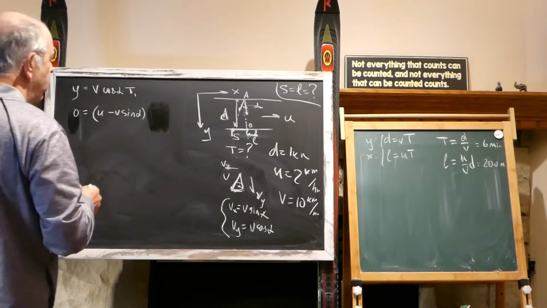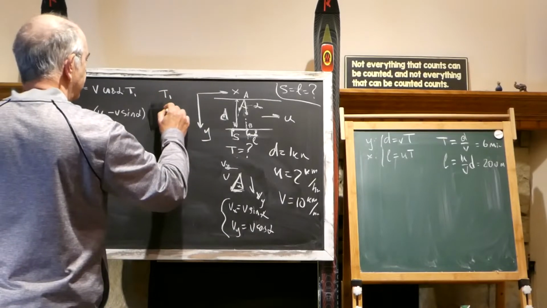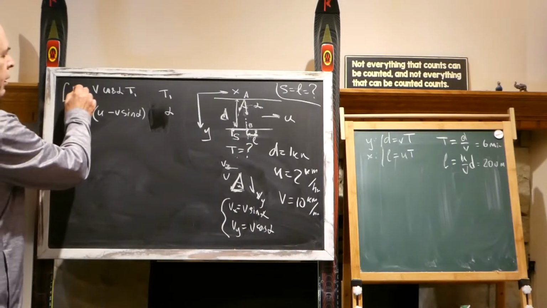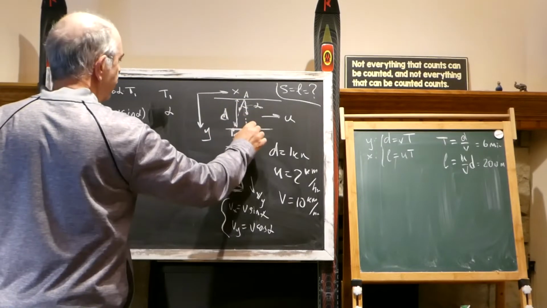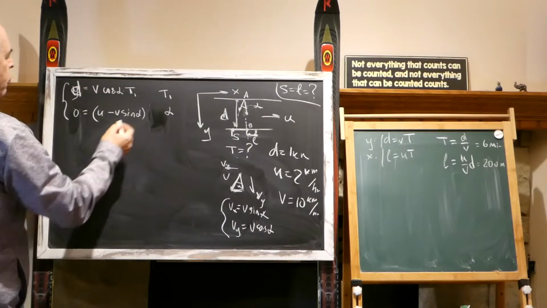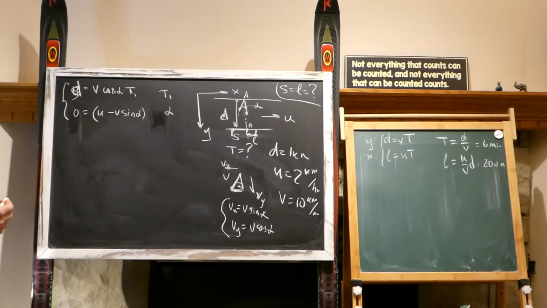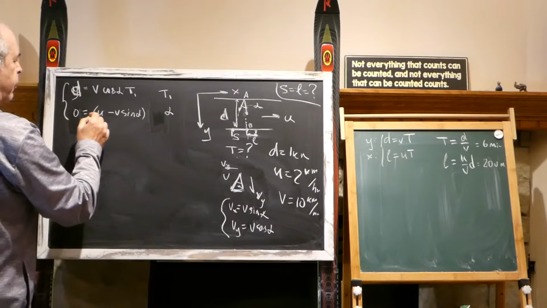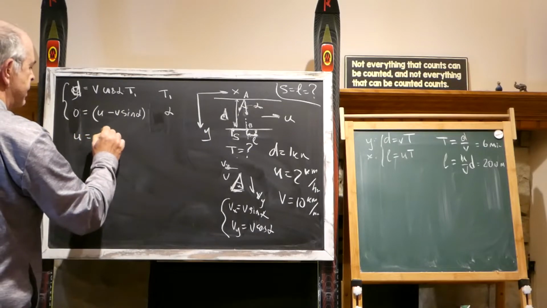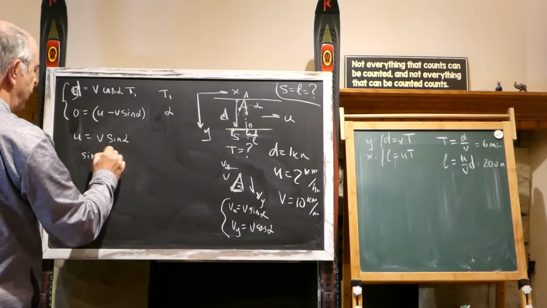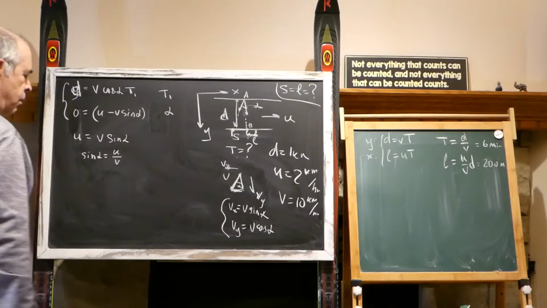Basically, we don't know t1 and we don't know alpha. We have a system of two equations, and we know y, because y is d. So d is given, and v and u are given. We can try to solve it, but there is cosine alpha and sine alpha. Let's solve it from here: u equals v sine alpha, and sine alpha equals u over v, right?